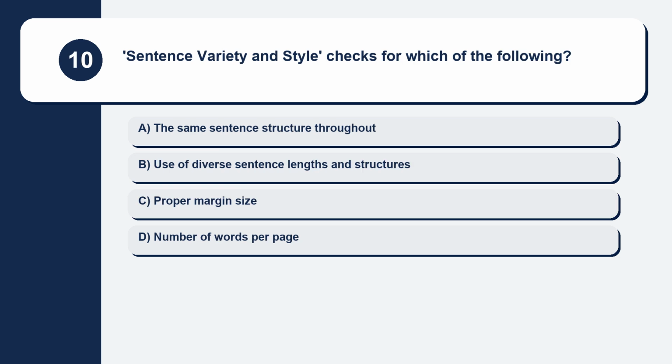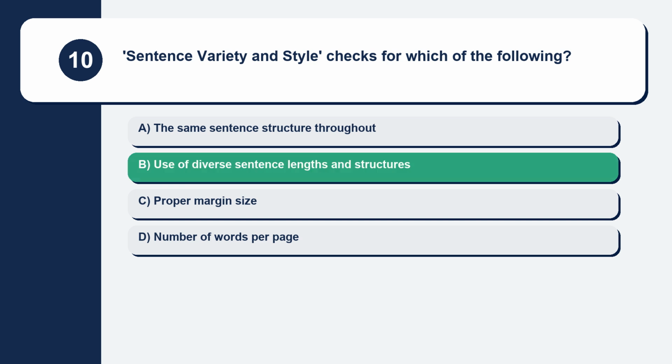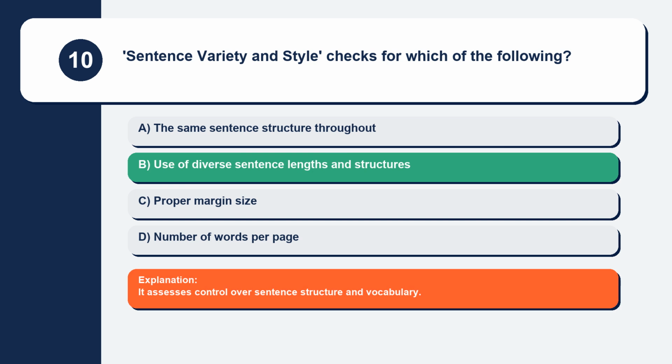Question 10. Sentence variety and style checks for which of the following? The same sentence structure throughout. Use of diverse sentence lengths and structures. Proper margin size. Number of words per page. It assesses control over sentence structure and vocabulary.